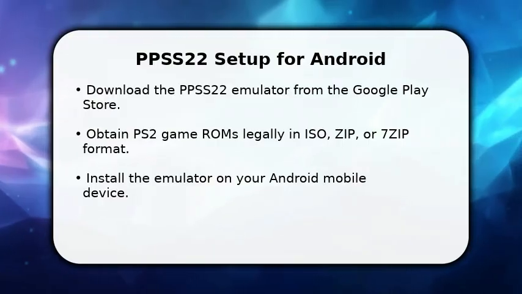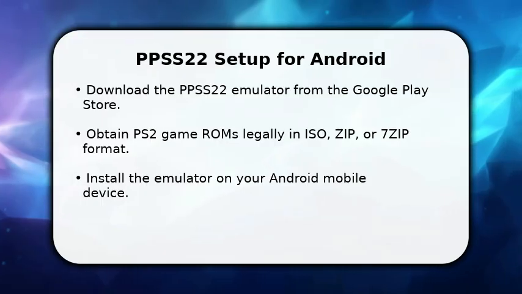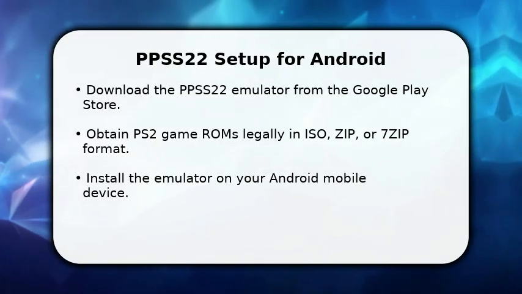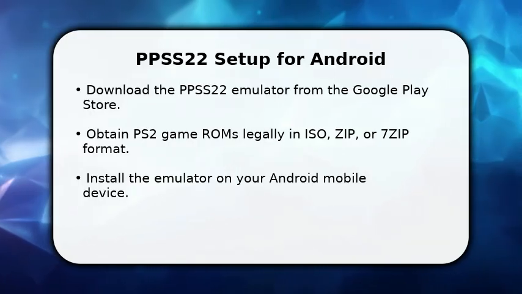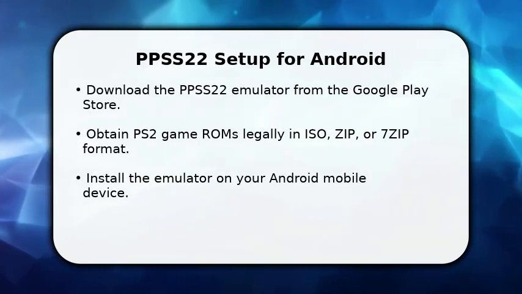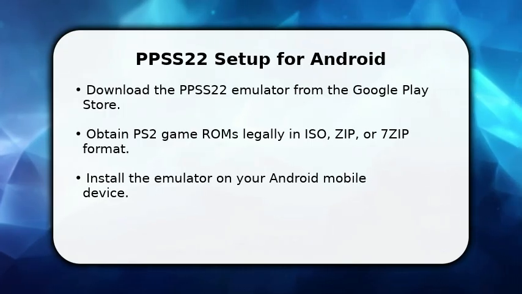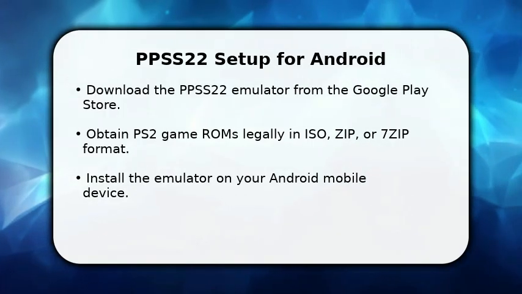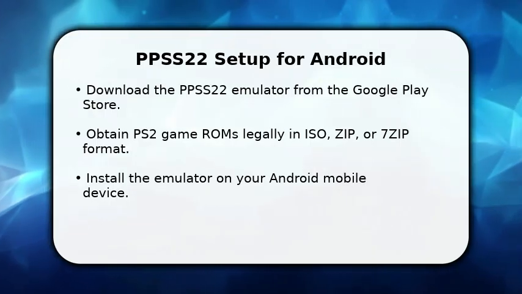In this video, I will explain how to play games in PPSS22. First, download the PPSS22 emulator directly from the Google Play Store onto your Android device. Next, legally acquire your PlayStation 2 game ROMs, which are compatible in ISO, ZIP, or 7-zip formats.